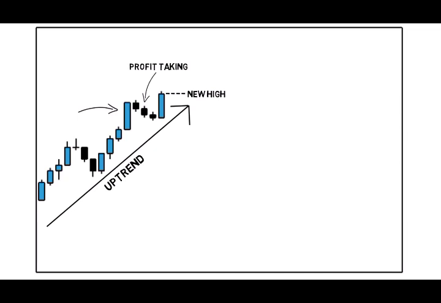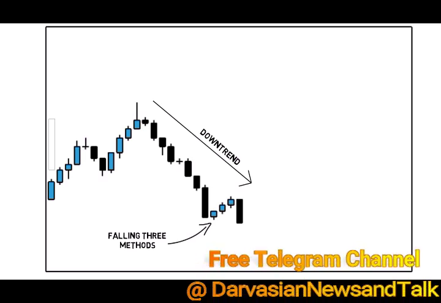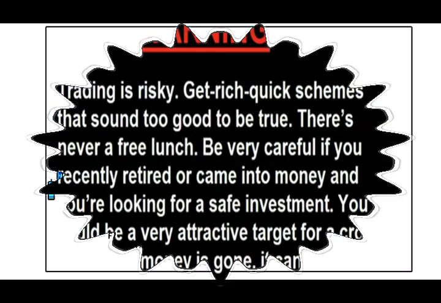On the other side of the trend, we can find the falling 3 method pattern. In a downtrend, a long bearish candle appears, followed by 3 small bullish candles, and a long bearish candle that closes below the first candlestick's close, signaling the downtrend continuation.